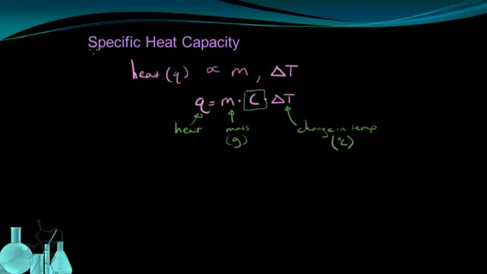That capital C is specific heat capacity. So specific heat capacity, represented by this capital C, is a constant that's different for each substance that represents the amount of heat needed to raise 1 gram of that substance by 1 degree Celsius. And the units for specific heat capacity could be in joules per gram degree Celsius or in calories per gram degree Celsius. These are compound units, so they only exist the way they do to make this equation work.